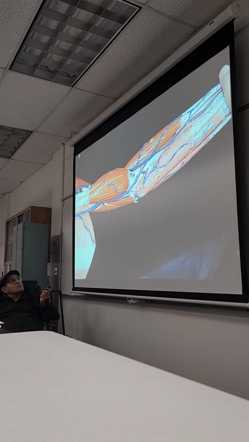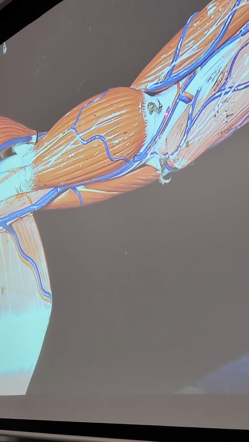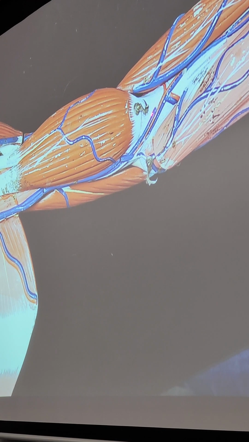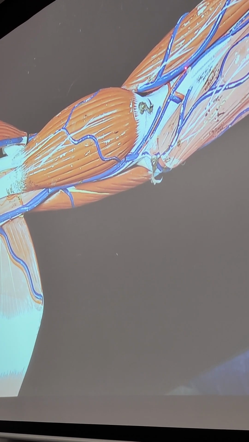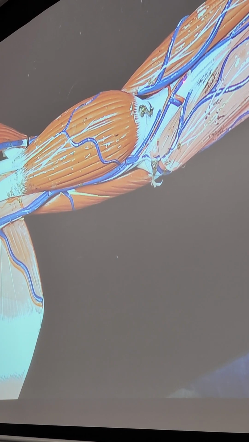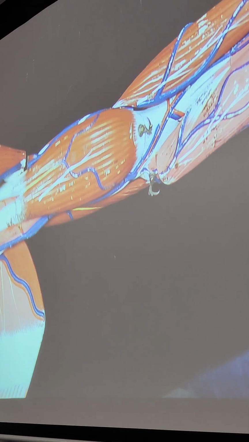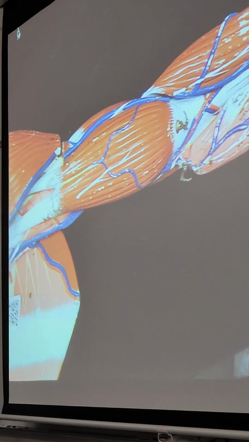Covered under the biceps. So this is median cubital. This one or this one, it doesn't matter. The connection between cephalic and basilic. This is median cubital. I believe that's enough for this hand.